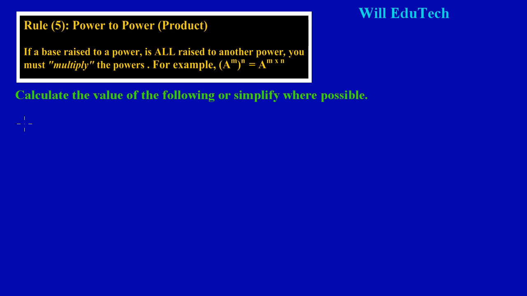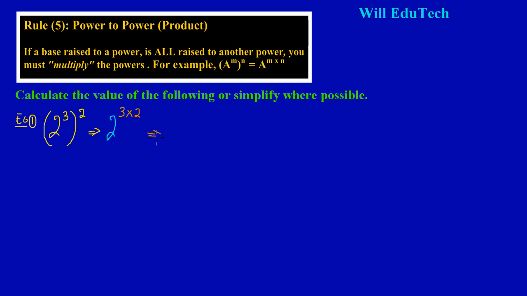Let's say in example number 1, we had 2 raised to the power of 3, and that is all raised to the power of 2. Now, really, my friends, what this would imply is that I have my base 2, this big 2 here, let me change the color. I have my base 2 there, and I am simply saying I am going to multiply the powers. So 3 multiplied by the power 2.